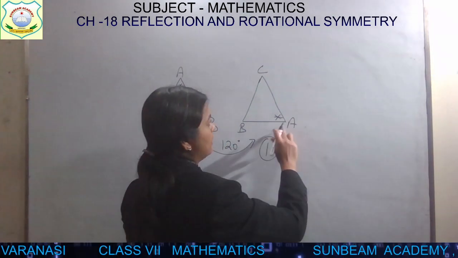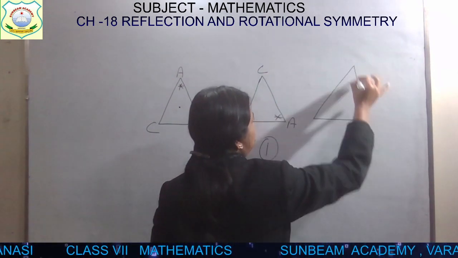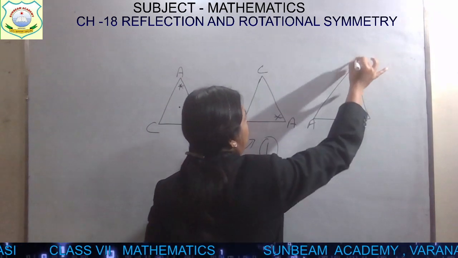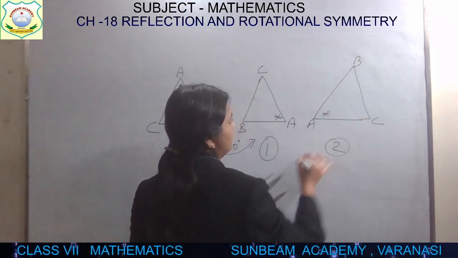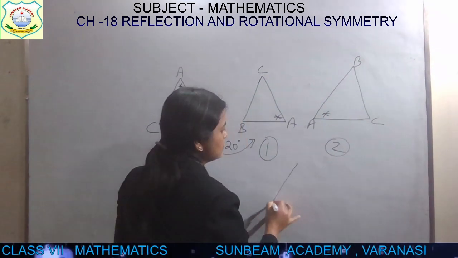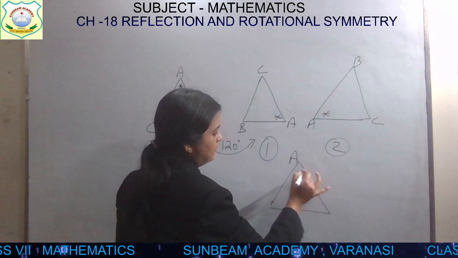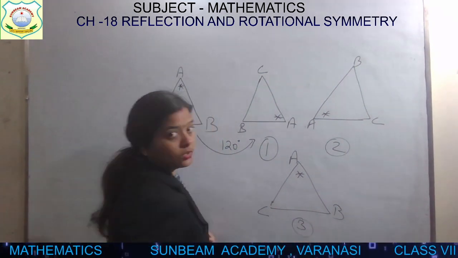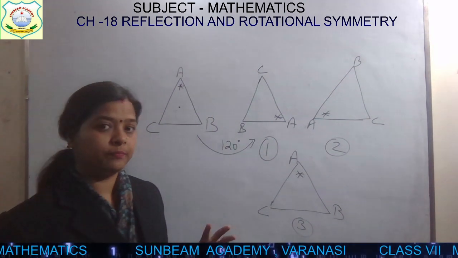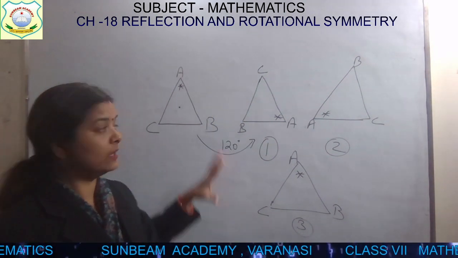So now again you will rotate this. A will come here, B will go that side and C will come here. So now this is the second one, and again rotate it. Now A is coming to the original place, B is here and C will come here. So this is the third one. So a total of three times in a complete rotation, in a 360 rotation, when you rotate.